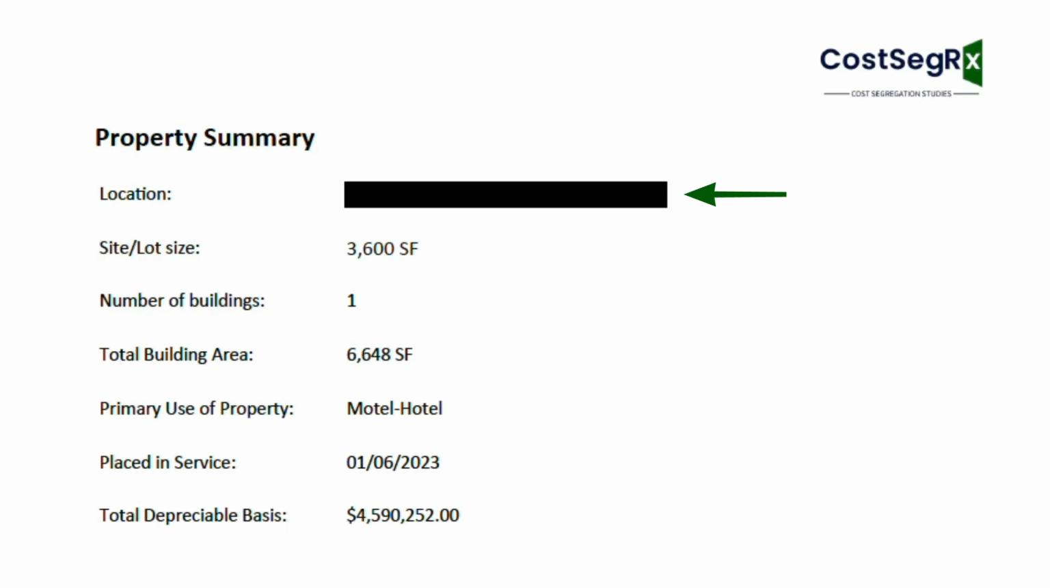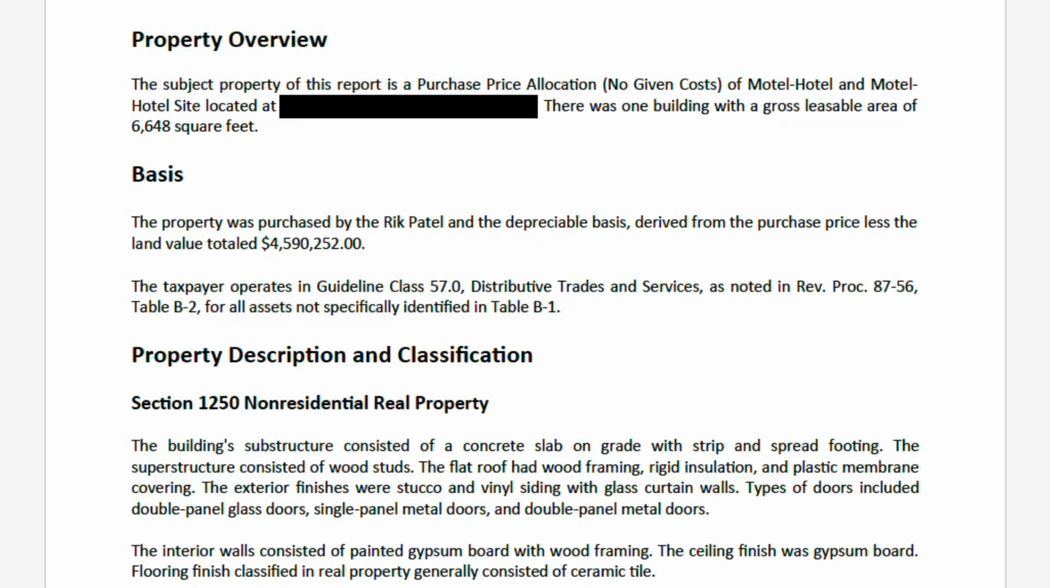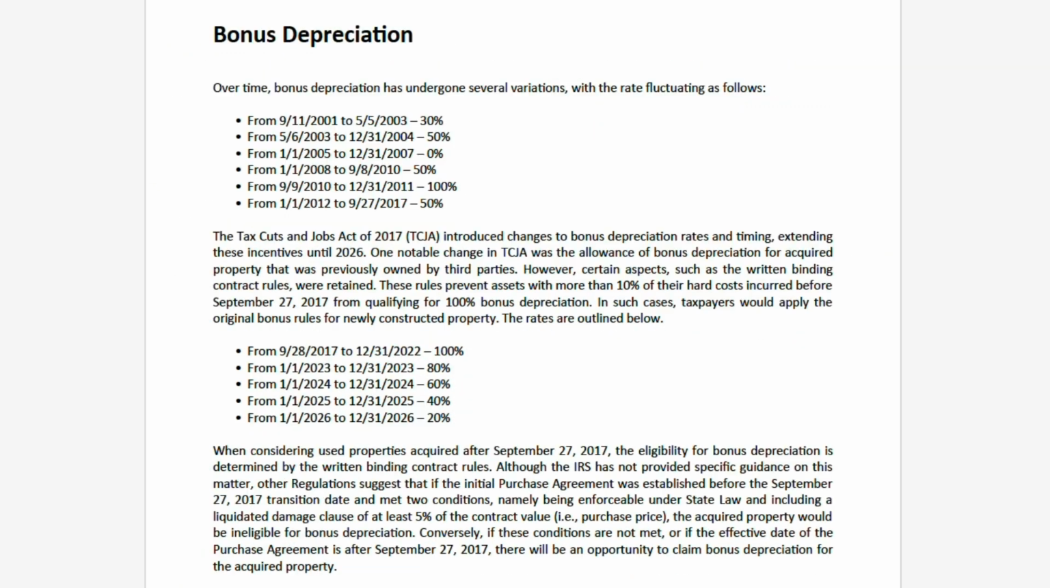So again, the address, the lot size, the number of buildings, and the total building area. It'll also go on to state the use of the property, the date the property was placed into service, and the depreciable basis that we used for doing the cost segregation study. We're going to also start breaking out the property descriptions and classifications. We're going to go on to talk about bonus depreciation and the varying bonus depreciation rates over the years.